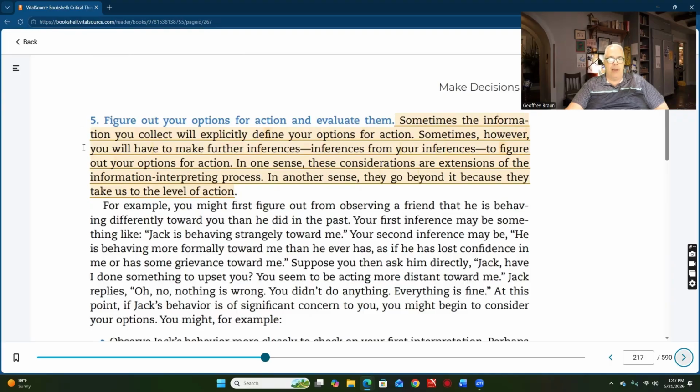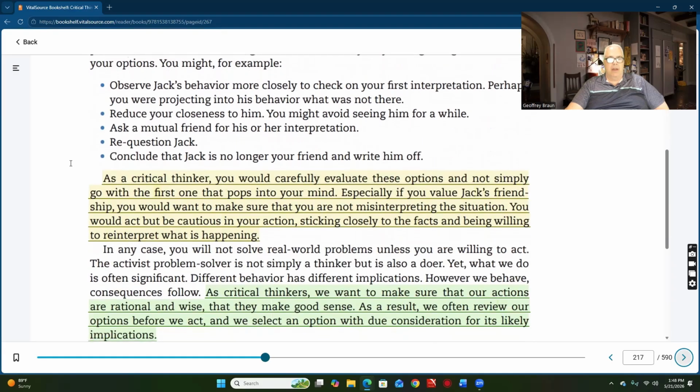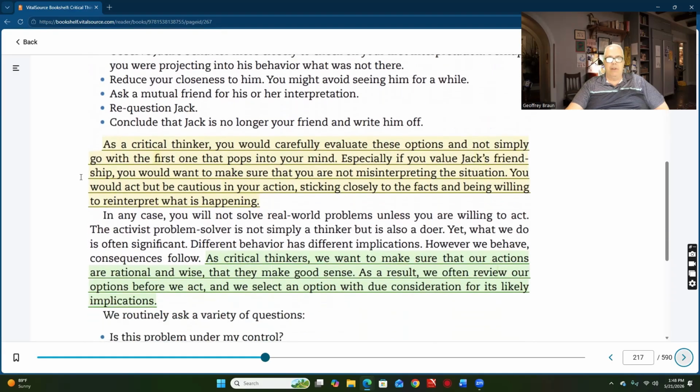Figure out your options for action, evaluate them. Sometimes the information you collect will explicitly define your options for action. Sometimes, however, you will have to make further inferences from your inferences, right, to figure out your options for action. In one sense, these considerations are extensions of the information interpreting process. In another sense, they go beyond it because they take us to the level of action, right? As a critical thinker, you would carefully evaluate these options and not simply go with the first one that pops up.